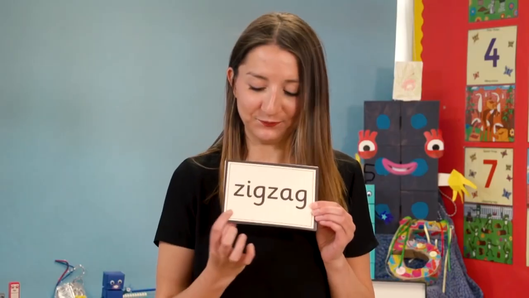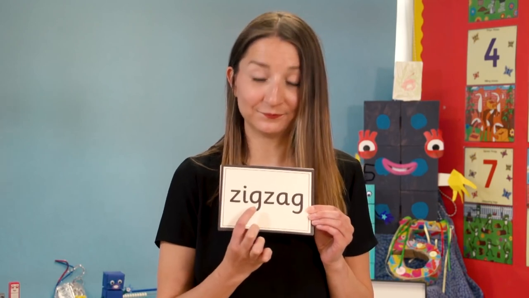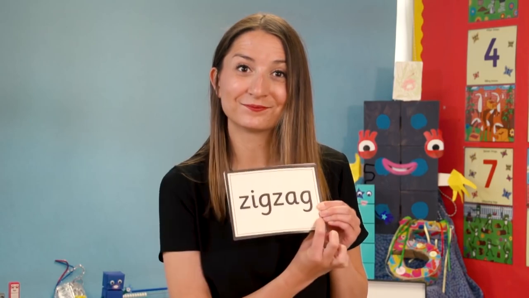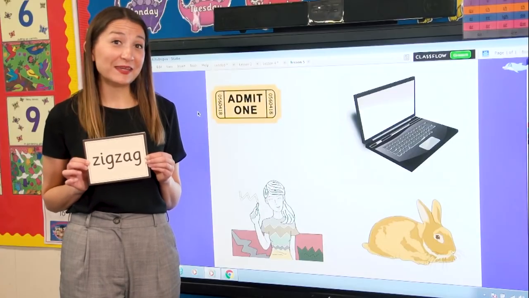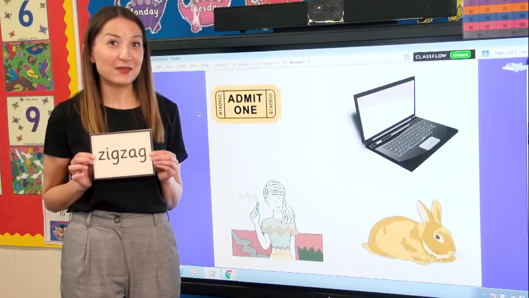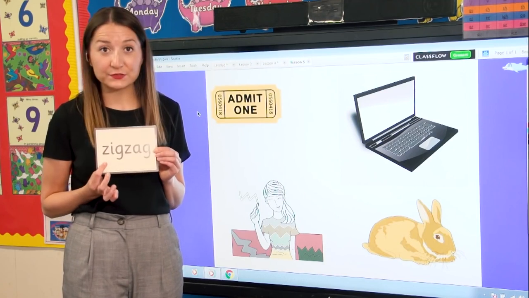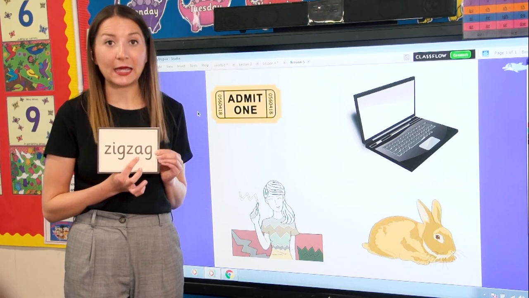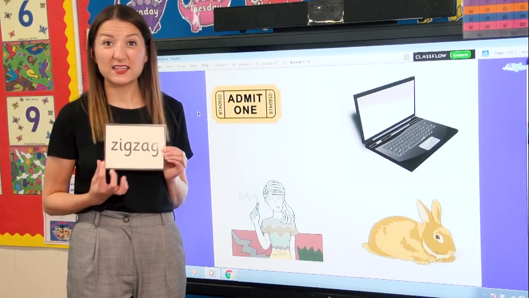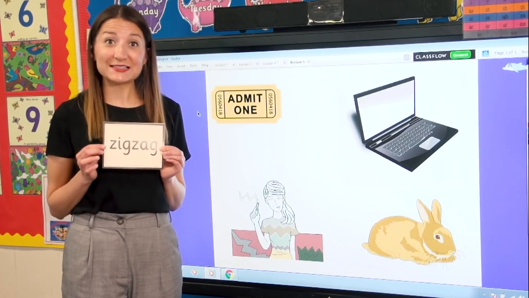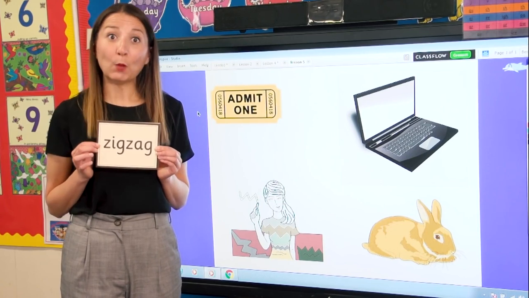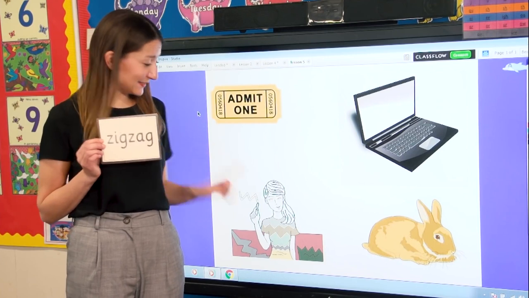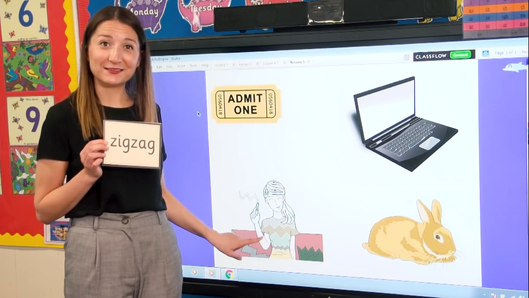Sound out and blend. Can you see the matching picture? Read the word with me. Z-I-G, zig, z-a-g, zag, zigzag. She had a zigzag pattern on her top. Point to the zigzag. Yes, there it is. Well done.